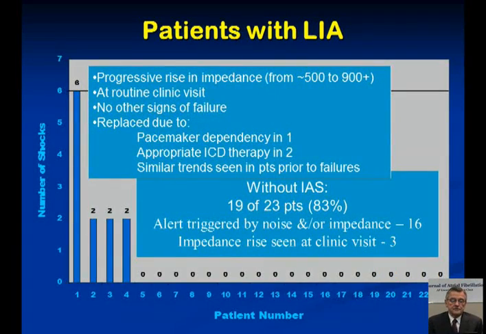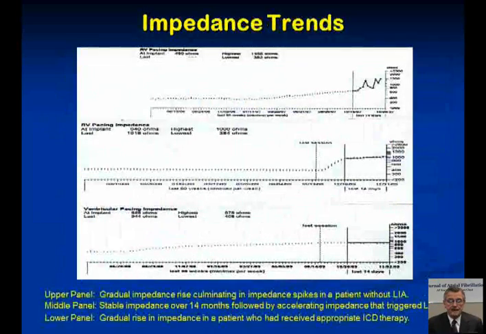We have 3 patients in this series where a progressive rise in impedance was seen. This was observed at routine clinic visits. There were no other signs of failure. We elected to replace these leads because 1 was pacemaker dependent, 2 had received appropriate therapy, and we had seen similar trends in patients prior to their actual fractures. And these are the impedance trends that we just discussed.